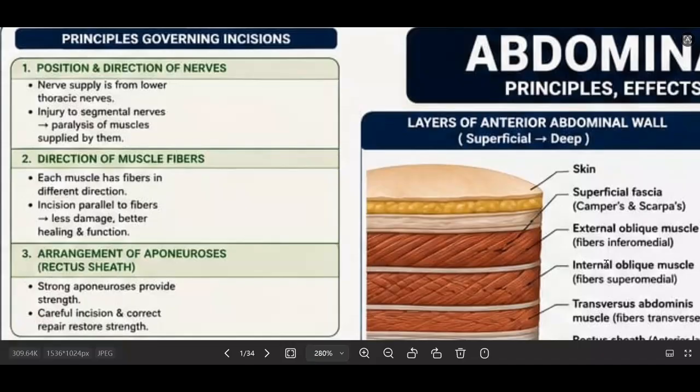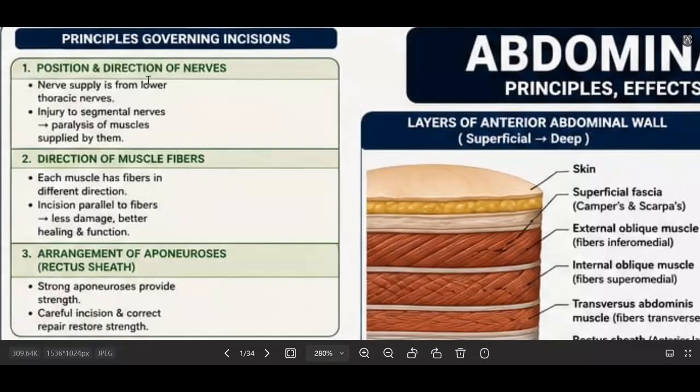Now let's study the factors that are governing the incisions. So our book, that is Snell's, our recommended book of UHS, is mentioning three factors, and first is the position and the direction of the nerves. Now why? What is the reason? So the abdominal wall receives its nerve supply from the lower thoracic nerves. We have already studied it previously.